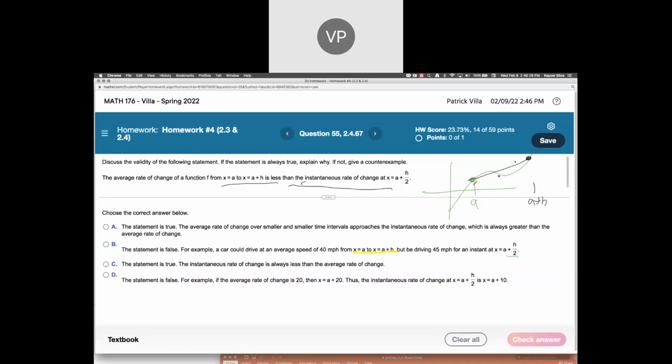Okay, so the span could be 45, but it's driving 45 at the middle, 40 and 45. This is actually kind of proving what it says right here, because they're saying the average rate is less than the instantaneous rate. If these are backwards, this would be the correct answer, but they've got them reversed. They actually listed it as less than. So it's not false because of that.